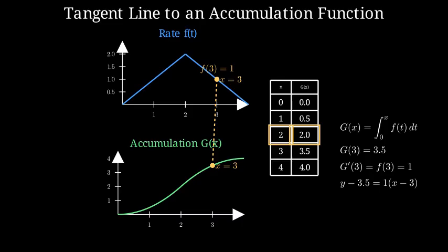Now use point slope form. Y minus 3.5 equals 1 times x minus 3. Finally, simplify. The tangent line equation is y equals x plus 0.5.